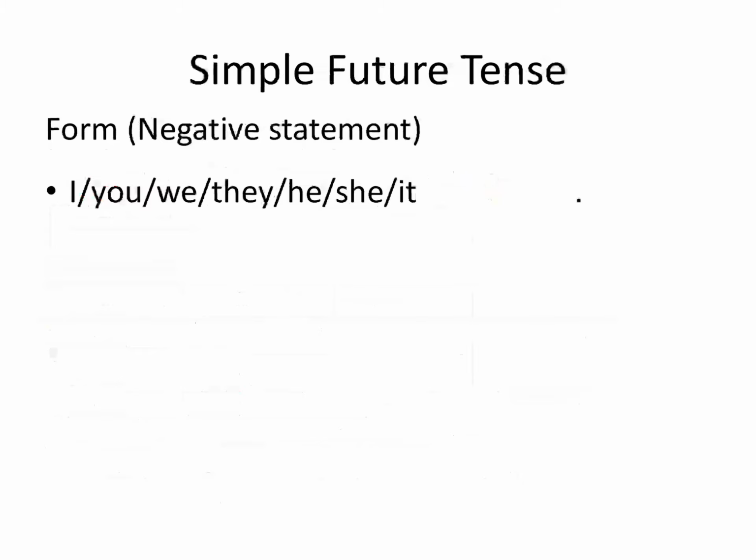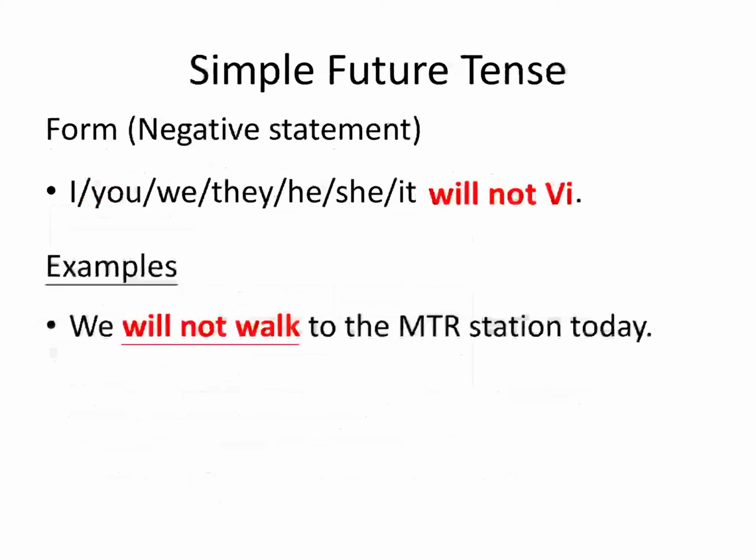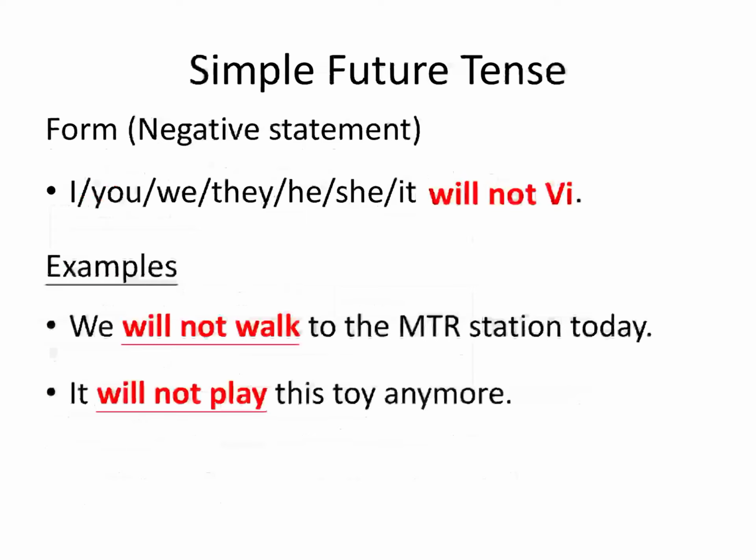As for negative statements, which means adding not to the statement, we just add not in between the simple future verb, such that will not plus VI. Examples: we will not walk to the MTR station today. And it will not play this toy anymore.